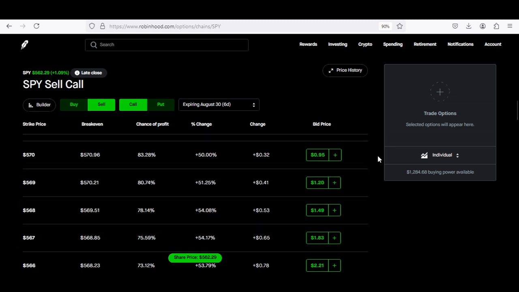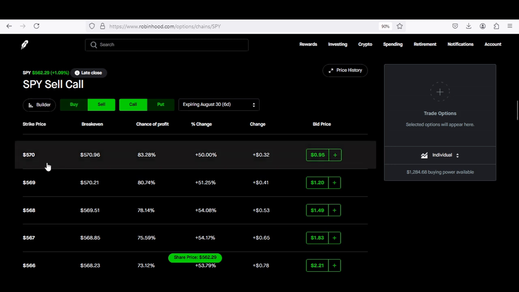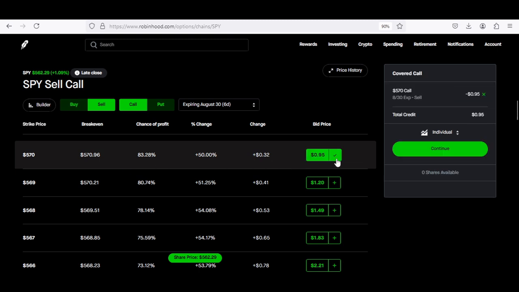Now, this is going to be a two-leg option strategy. So let's go ahead. We're going to choose our first leg, which is going to be a sell call. We're going to be going with the 570 strike price, and we're going to click into this.